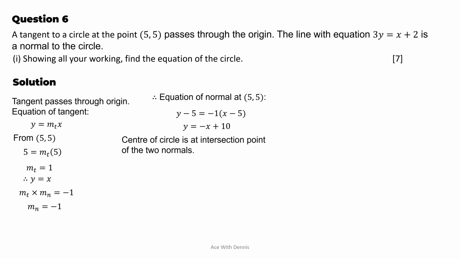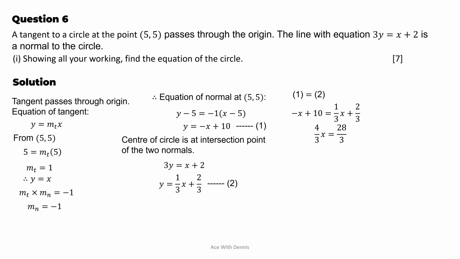The center of the circle is at the intersection point of the normals. So 3y = x + 2. Then we make y the subject. It is y = 1/3 x + 2/3. I label the first normal as the first equation, and this is the second equation. We equate these two equations together. Equation 1 equals equation 2. We get −x + 10 = 1/3 x + 2/3.